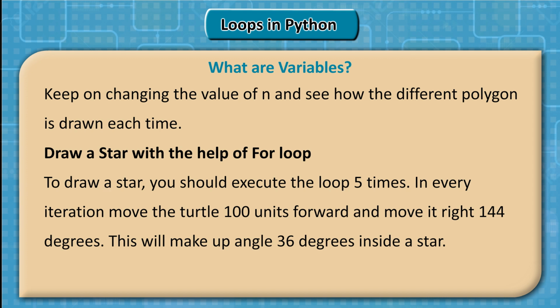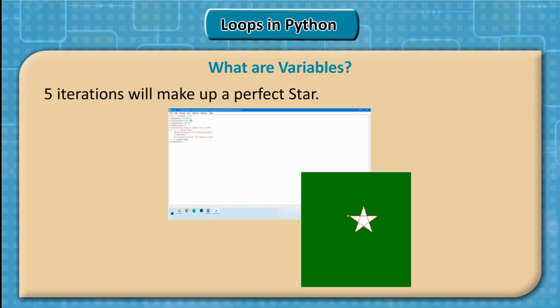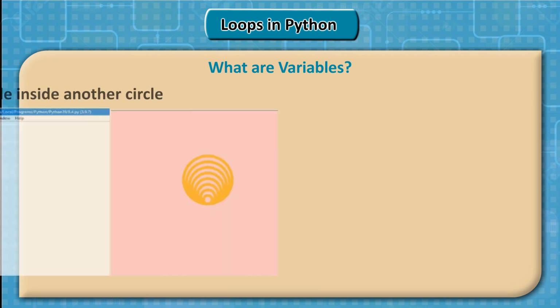Draw a star with the help of a for loop. To draw a star, you should execute the loop 5 times. In every iteration, move the turtle 100 units forward and move it right 144 degrees. This will make up an angle of 36 degrees inside a star. 5 iterations will make up a perfect star.